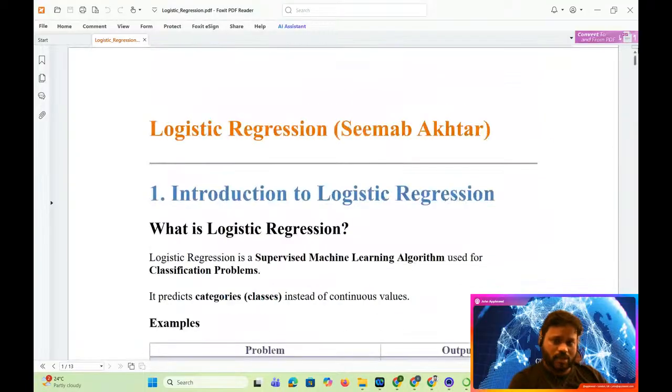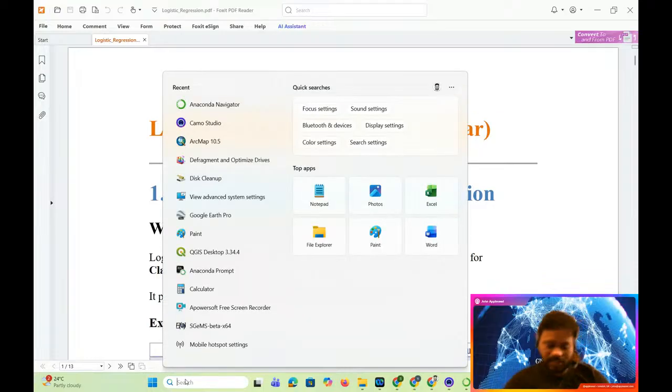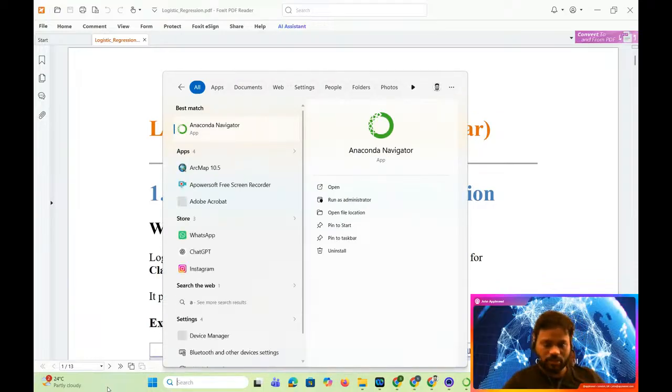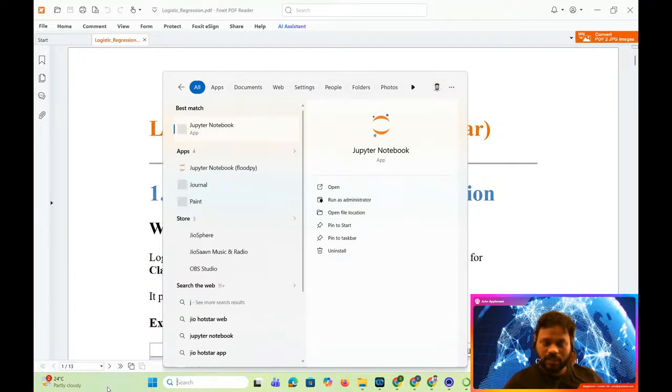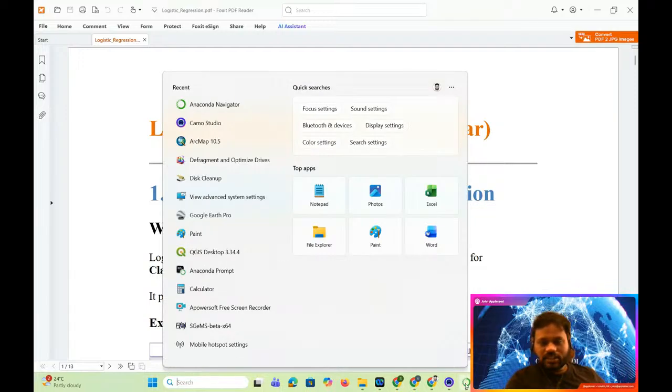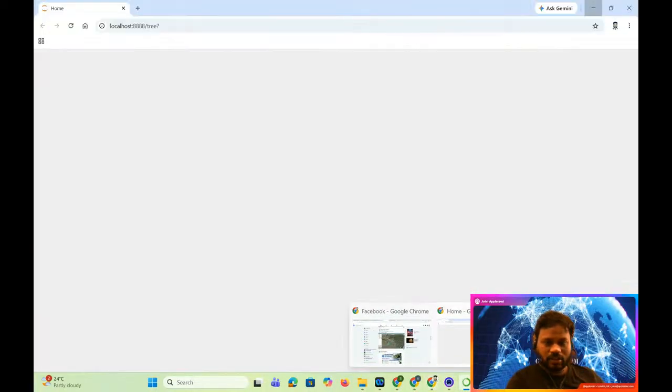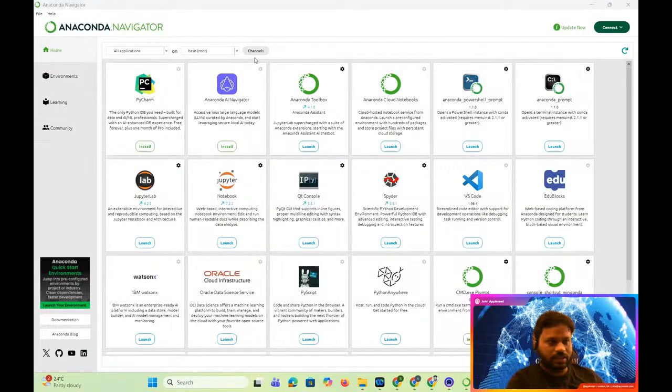Now I will go to the practical part, then this will be more clear. The first thing, what will you do? You have to go to your system, search for Anaconda and click on it, or directly jump to Jupyter. I have already searched; this is my Anaconda GUI interface. Here I select Launch Jupyter Notebook, and I have already launched it. This is my Jupyter notebook.